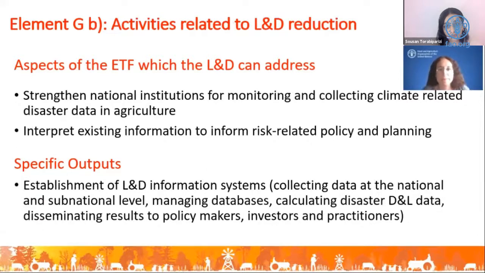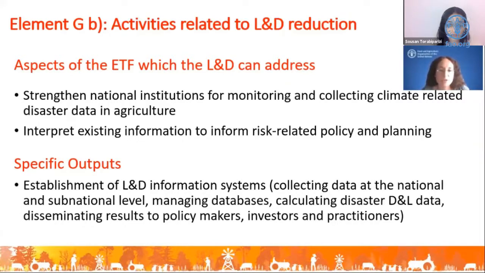On the other hand, in the next slide, we can see that component B refers to activities that are related to averting, minimizing, and addressing loss and damage associated with climate change impact as per the modalities, procedures, and guidelines. The information can be collected through the establishment of an information system that requires several actions, including data collection, managing of the databases, calculating and analyzing the information, and disseminating the results to policymakers.